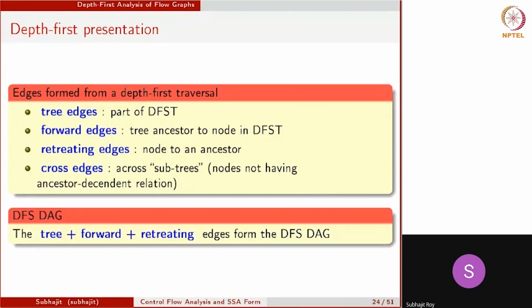Now, the set of tree edges, forward edges, and cross edges together are referred to as the DFS DAG. So they surely form an acyclic graph, because the retreating edges are the ones creating an edge in the opposite direction. So if I remove the retreating edges, the remaining edges together would form a DAG. And that is called a depth first DAG.